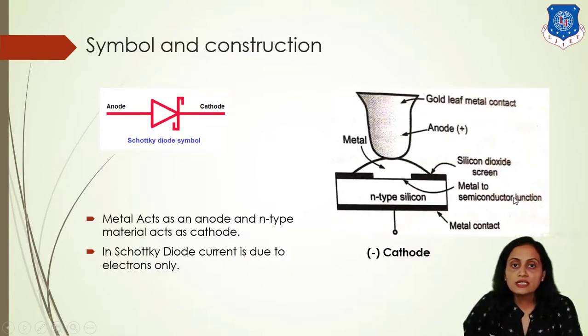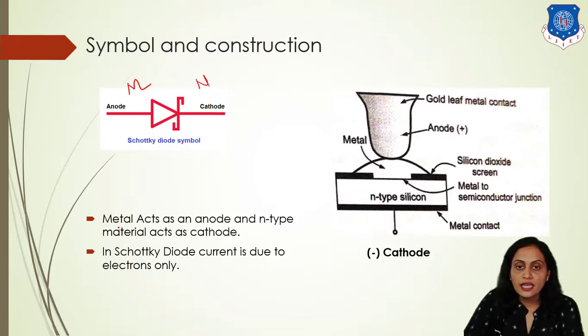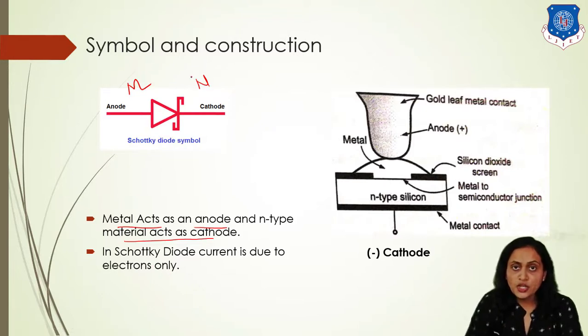Now this is the symbol and construction of the Schottky diode. The Schottky diode has two terminals: one is the metal side and the other is the N side. The metal side is the anode terminal and the N side is the cathode terminal. Metal acts as the anode and N-type material acts as the cathode. Schottky diode current is due to electrons only, because in a Schottky diode the metal has free electrons, as well as the N-type material having electrons as the majority charge carrier.